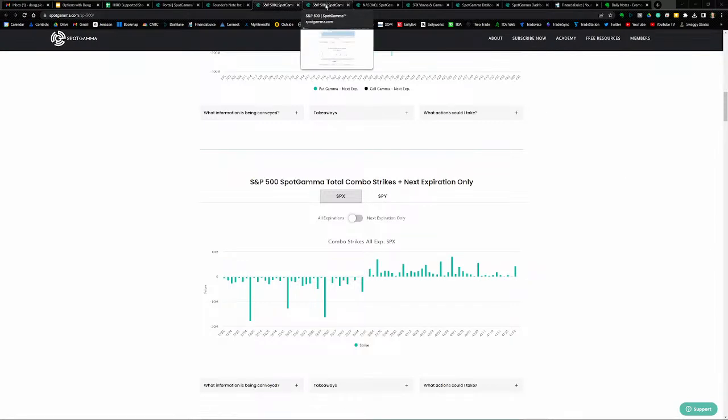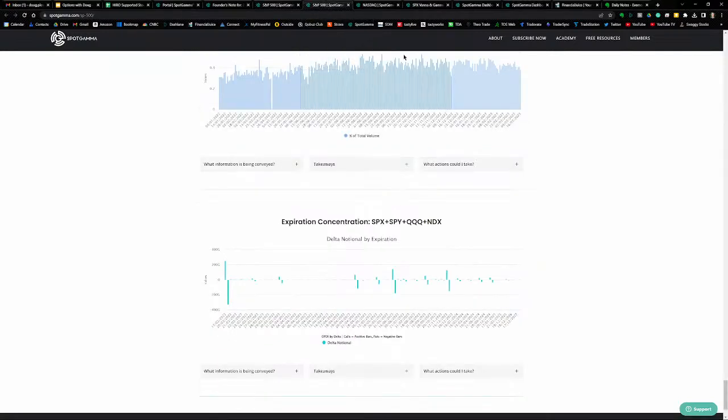And then finally, what I want to take a look at is this delta notional by expiration. And this is for the NASDAQ and the S&P 500, SPX, SPY, QQQ, and NDX. And this is the March expiration right here. This is the 3/17 expiration. That's today. Again, showing delta, positive delta above, and put negative delta, put delta below. And note this is a put dominated expiration. The put bar is larger than the call bar.